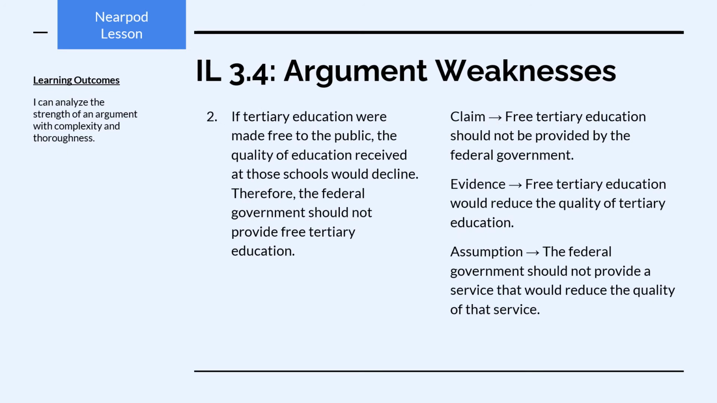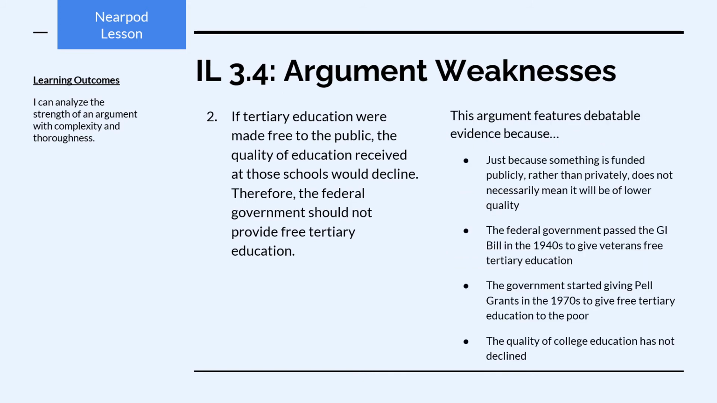Number two, if tertiary education were made free to the public, then the quality of education received at those schools would decline. Therefore, the federal government should not provide free tertiary education. Our claim here is that free tertiary education should not be provided by the federal government. Our evidence is that free tertiary education would reduce the quality of that education. Our assumption here is that the federal government should not provide a service that would reduce the quality of that service.